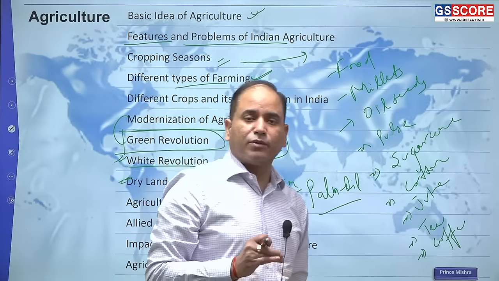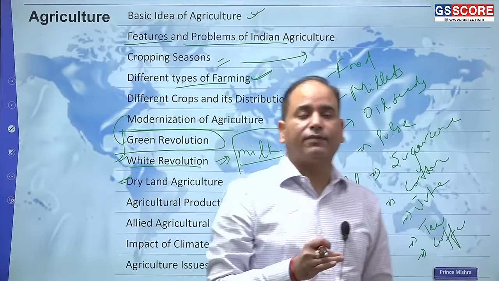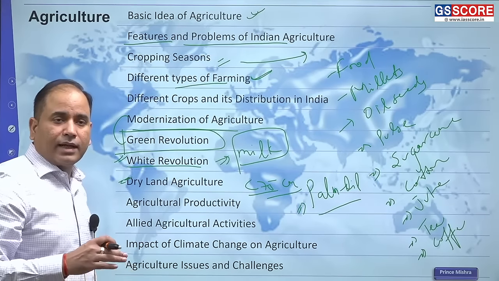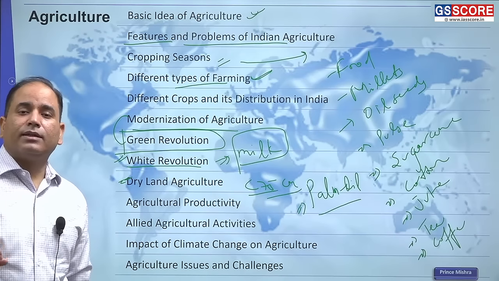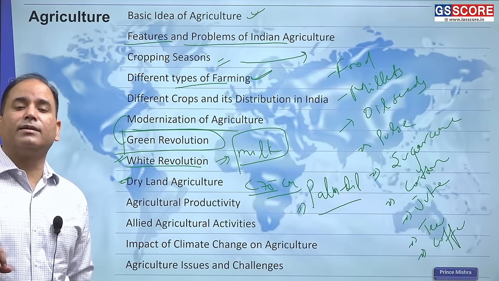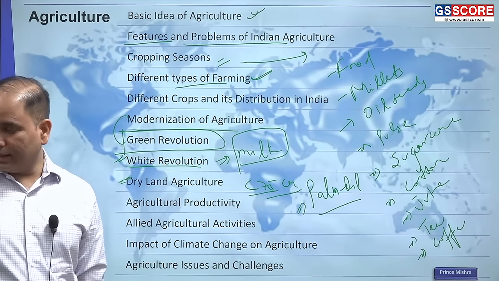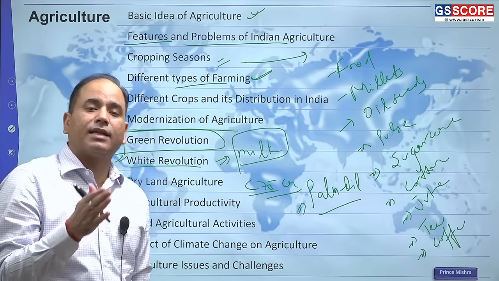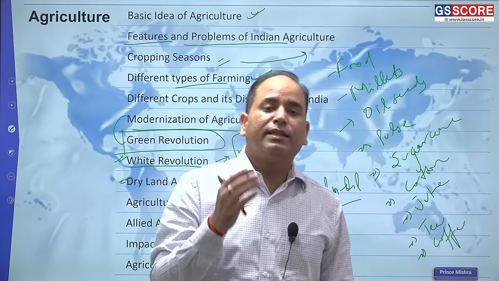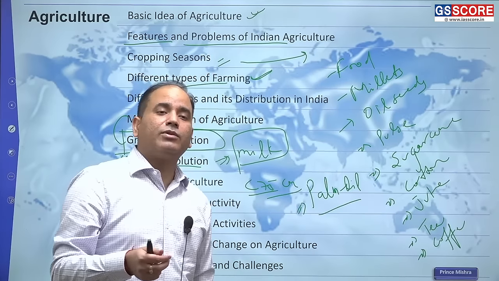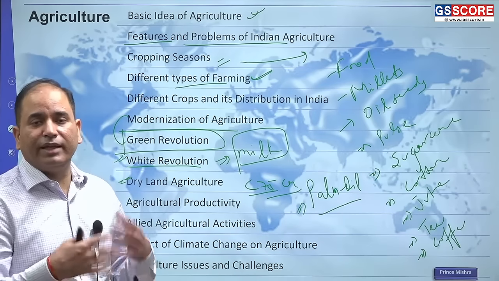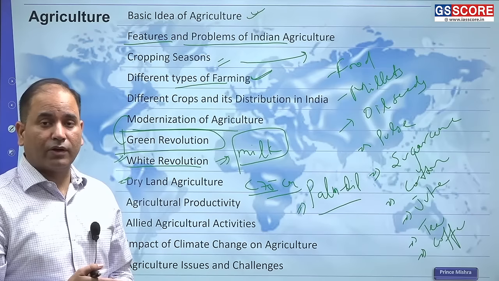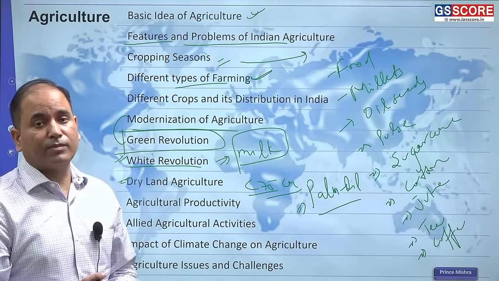Most of our pulses, most of our oil seeds, most of our millets are produced in the dry land area. So do not make the perception that dry land agriculture or the dry land region means it is only a poor region. Yes, we have some problems of poverty in the dry land area, but it doesn't mean that dry land agriculture is performed only where there is poverty or that it doesn't contribute to our agriculture. It has a very huge contribution. As I said, most of our oil seeds, millets, and pulses come from the dry land area.